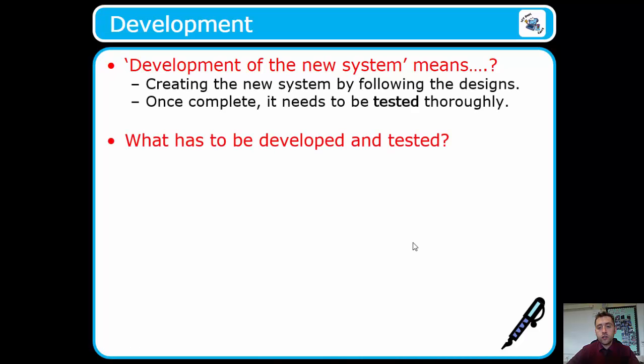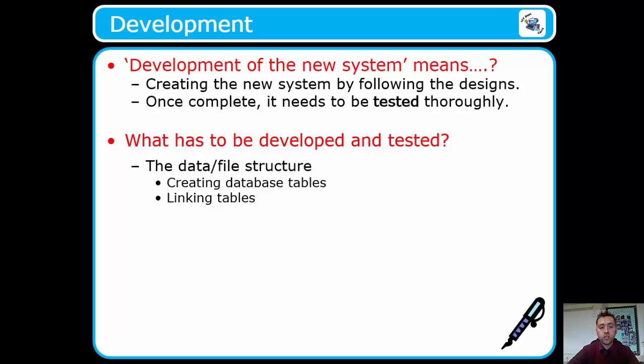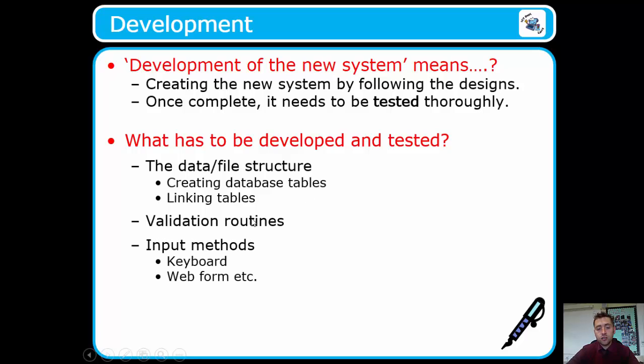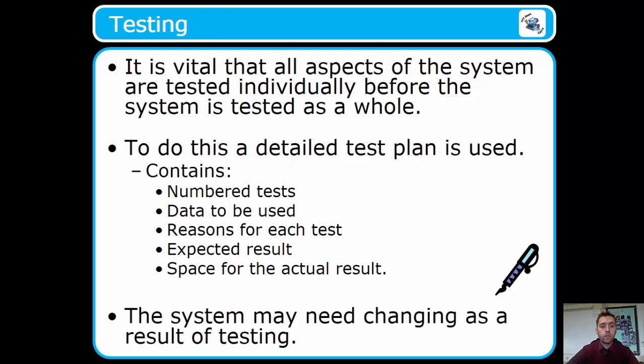When you have created the new system, you then obviously need to test it to make sure that everything works as it should. So the things that need to be tested are the data or the file structure. So you're going to have to make the tables, you've got to link the tables, you've got to create your validation routines. You might have different input methods, so it could be that you just want people to type it in on a form, it could be a web form, it could be a barcode scanner, lots of different methods of inputting data. You then got to decide what your output formats are going to be. So it could be reports or screen displays, so they all need to be created as well. So then, once they're created, it's got to be tested.